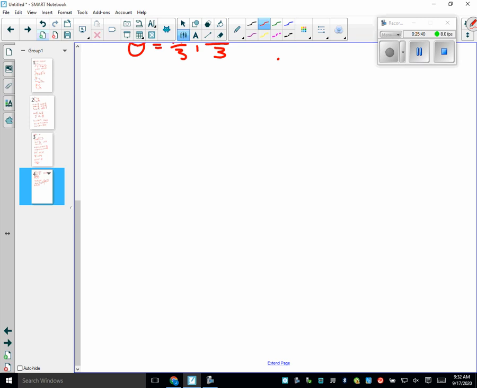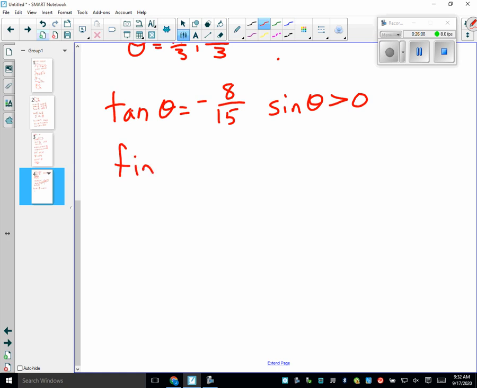Tangent of theta is negative 8 over 15, and sine of theta is greater than 0. Find cosine of theta. You said second quadrant? Yep.